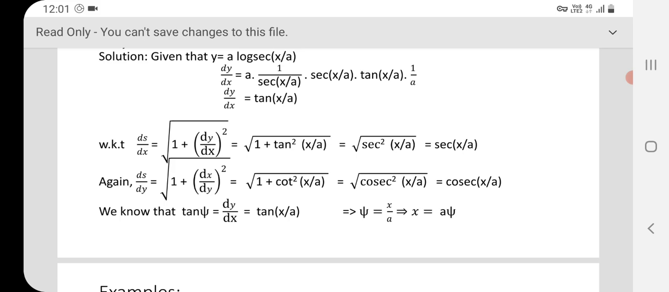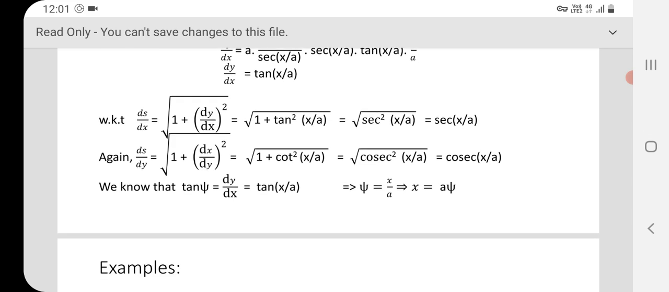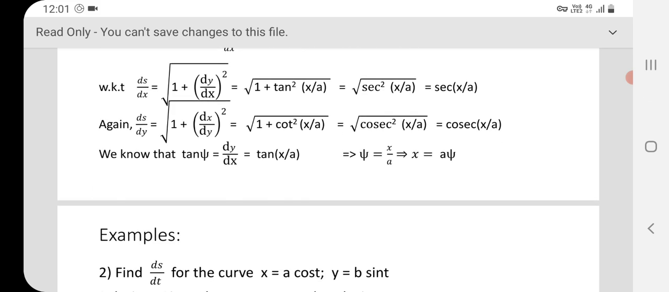Also, we know that tan psi, that is slope dy by dx, is nothing but here tan of x by a. Now we will cancel tan on both sides. It follows that psi equals x by a. Otherwise, x equals a into psi.